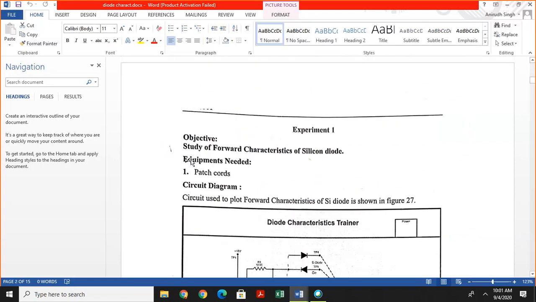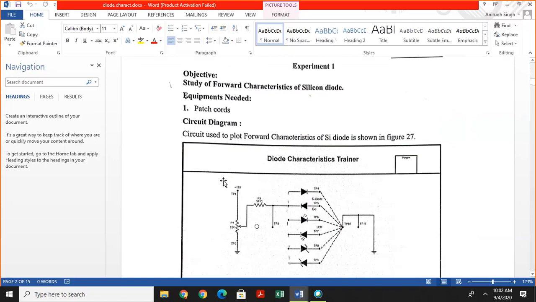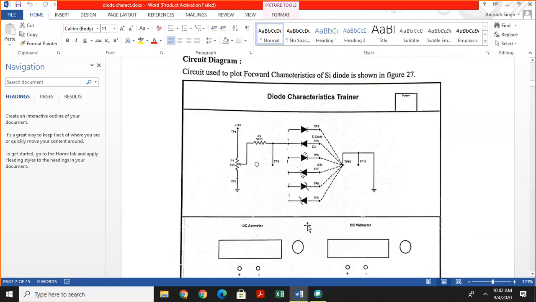Experiment 1. This is the manual, and the object of this experiment is the study of the forward characteristic of a silicon diode. The experiment needs only patch cords, and this is the circuit diagram to plot the forward characteristic of a silicon diode. This is the silicon diode, germanium diode, Zener diode, and Z.